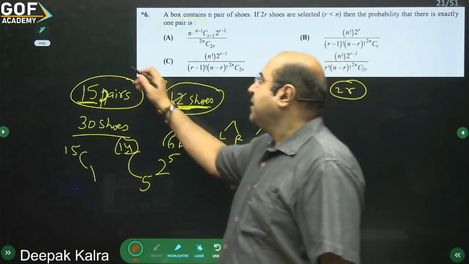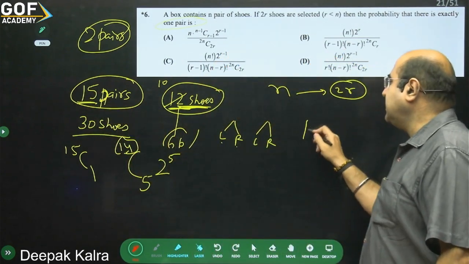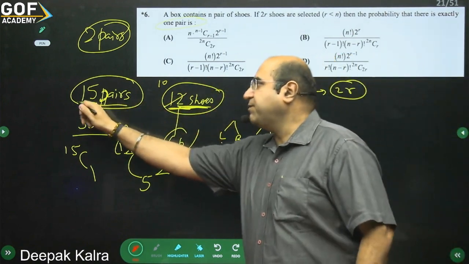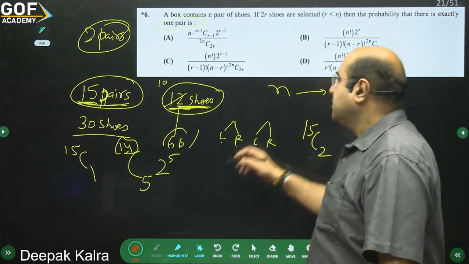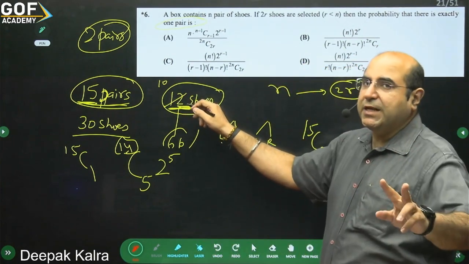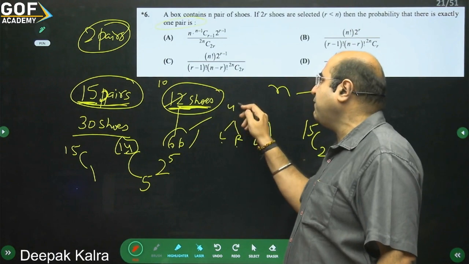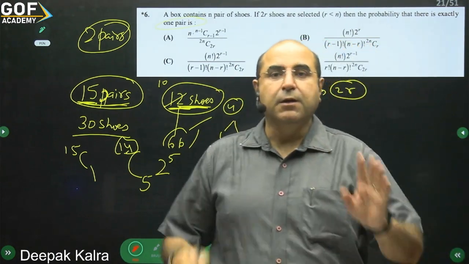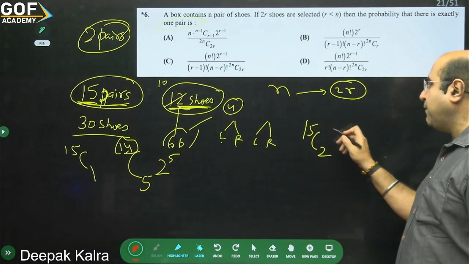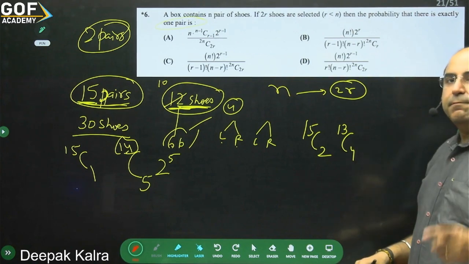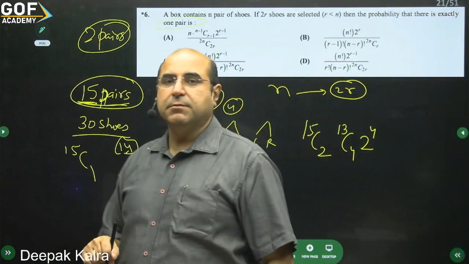If I say you select 2 pairs, exactly 2 pairs should be there. So what I'll do, I'll select 15C2. Out of these 15 pairs, I'll select 2 pairs first. With 12 shoes, which are 6 pairs, 2 pairs are already selected. So the remaining 4 pairs are to be selected, which should not form a pair. 4 pairs means 8 shoes. That 4 pairs are to be selected from the remaining 13 pairs, but they should be either right or left. We'll go like this.